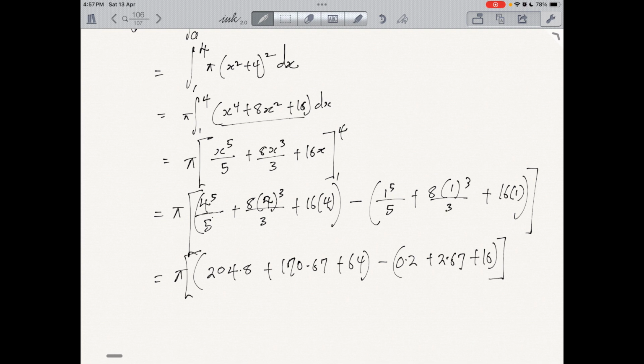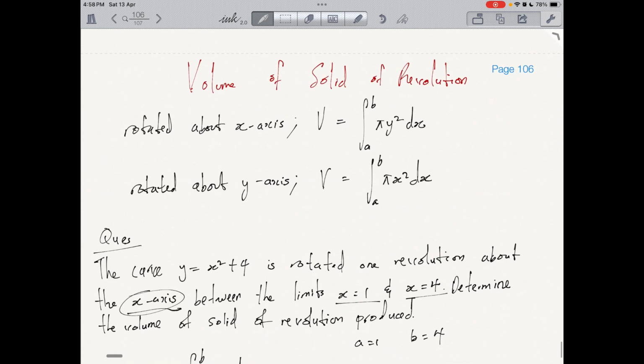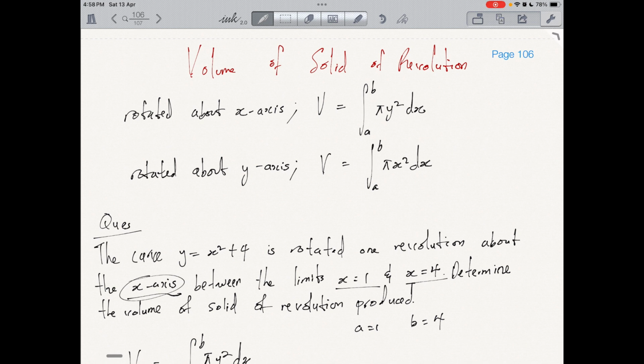Now, when we simplify this expression with our calculator, we have 420.6 pi. And since it is volume, rotated about the x-axis, the unit is cubic unit. So recall that whenever we want to evaluate the solid of revolution, we must understand if it is rotated about the x-axis or rotated about the y-axis.